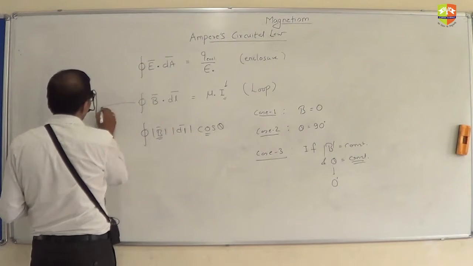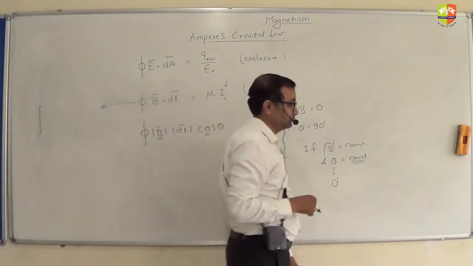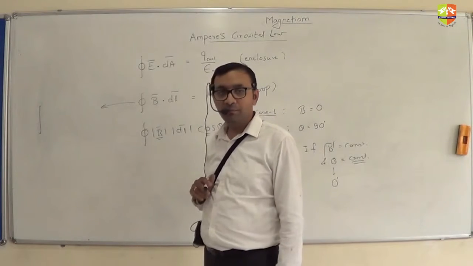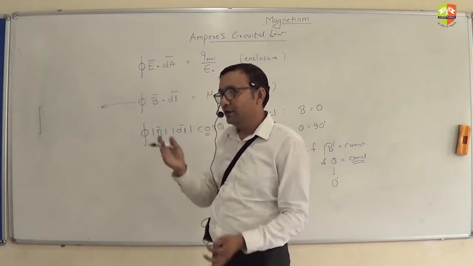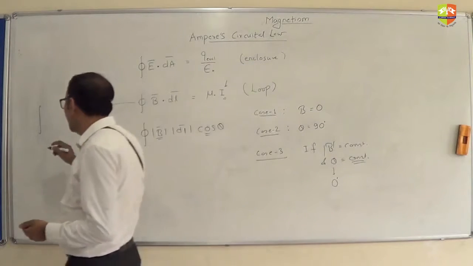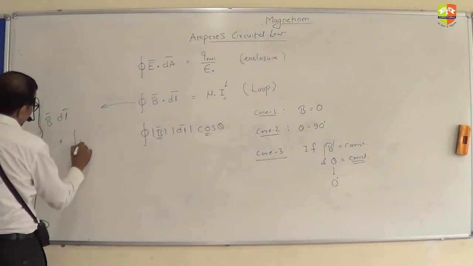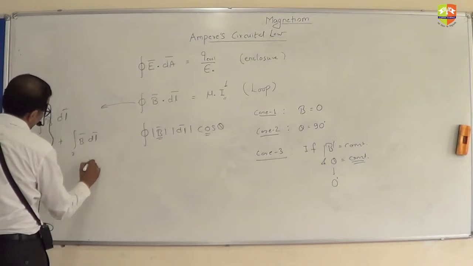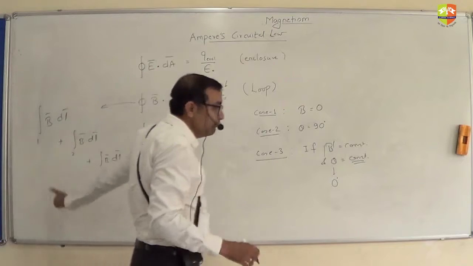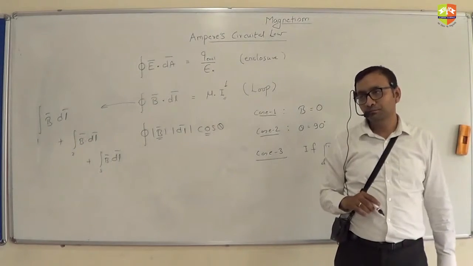Now, one more thing you must notice: this integral can be split into multiple parts. You can split the entire loop into 2-3 segments. Just like in Gauss theorem, we used to integrate over surface 1, then surface 2, then surface 3, right? Even in the loop, we can split the loop into multiple segments: B dot dl for the first part, plus B dot dl for the second part, plus B dot dl for the third part. But when you integrate, you have to make sure you have integrated through the entire loop, okay?